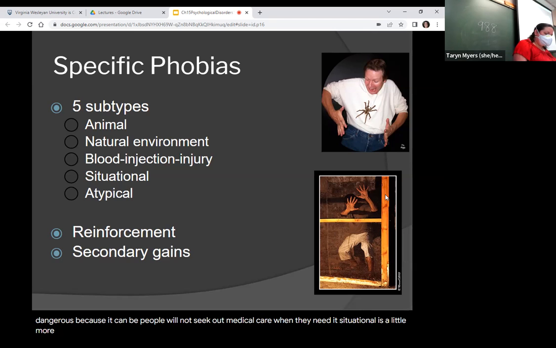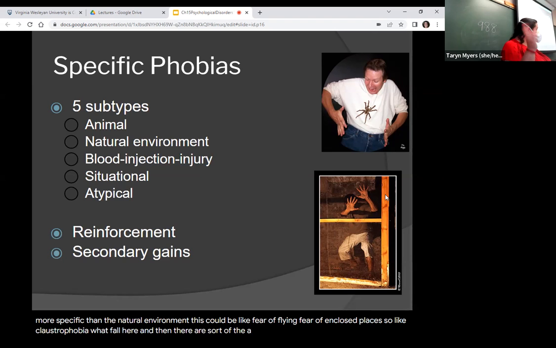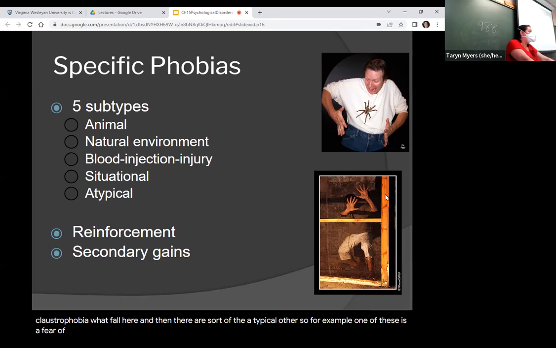Situational is a little more specific than the natural environment. This could be like fear of flying, fear of enclosed places, so claustrophobia would fall here. And then there are the atypical or other, so for example, one of these is a fear of choking or a fear of vomiting.